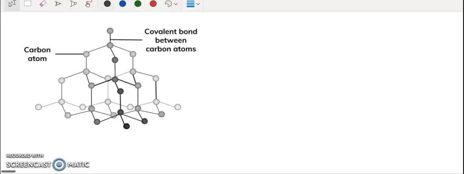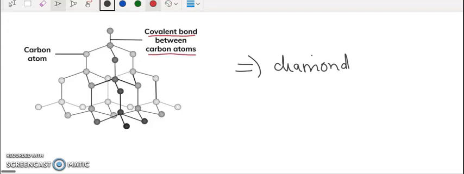The first example we look at is diamond. So this is the structure of diamond. Now we know diamond is unbreakable. We know it's a really strong non-metal, and this is because of the covalent bonds present between the carbon atoms.